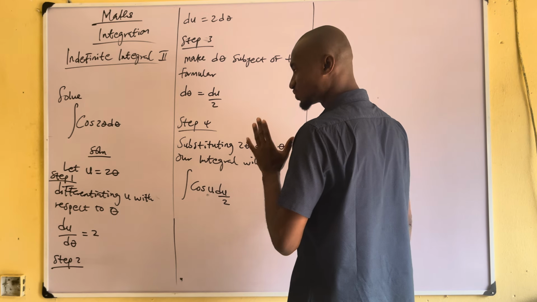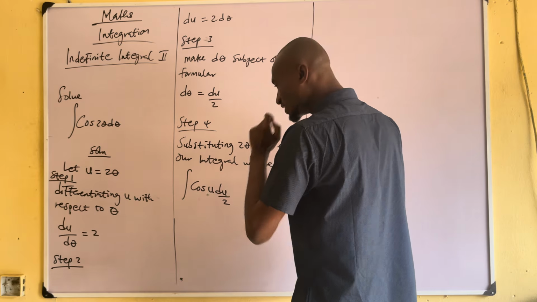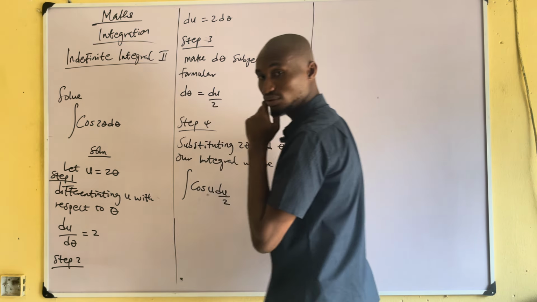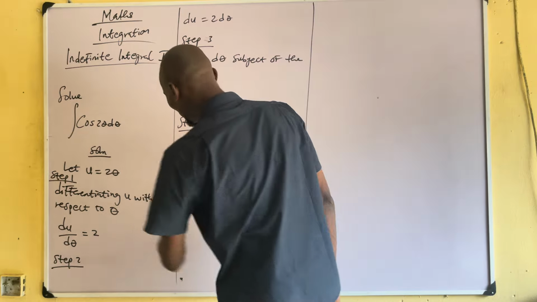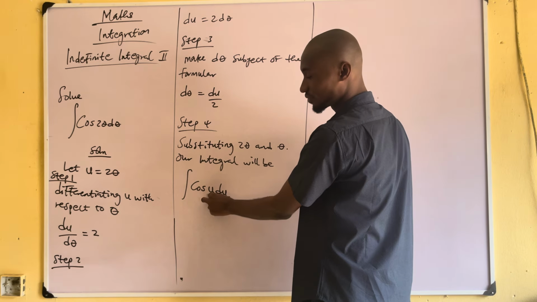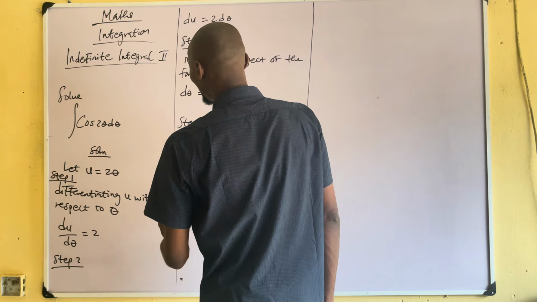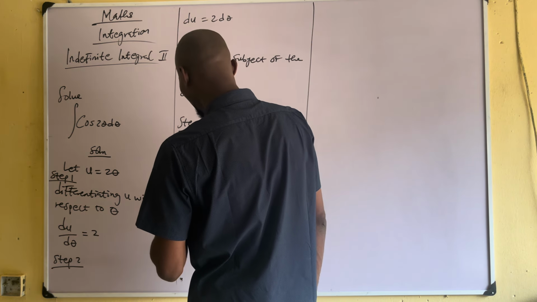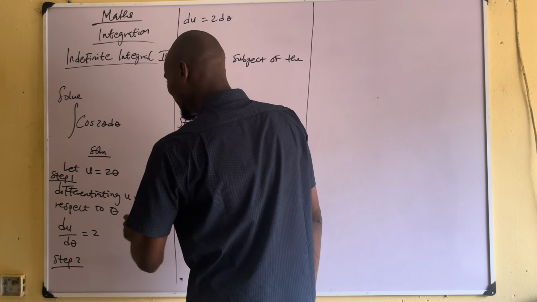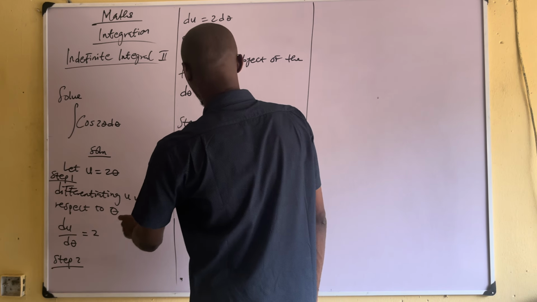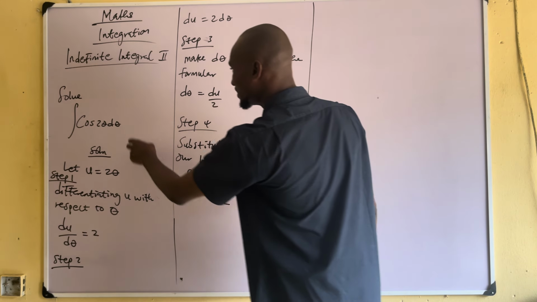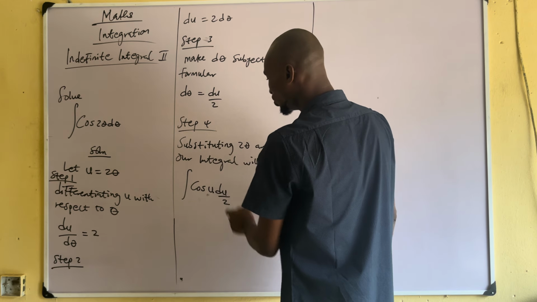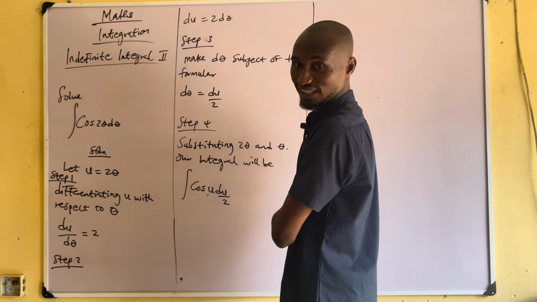In actual sense, what you say is substituting 2 theta and d theta. 2 theta is equal to u. So anywhere you find 2 theta, you replace it with what? u. And d theta here is equal to du over what? 2. Did you understand now?